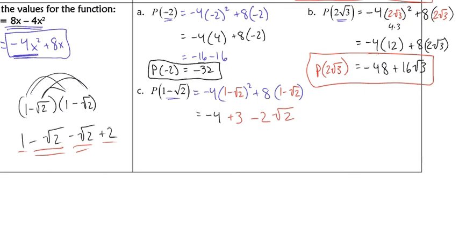And lastly, finish up, combine all of our like terms, and p of 1 minus root 2 is equal to, well, negative 4 plus 3, that's negative 1 minus 2 root 2.